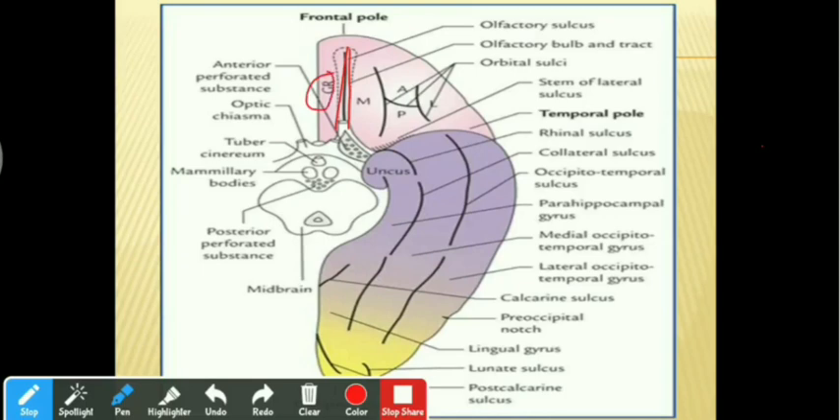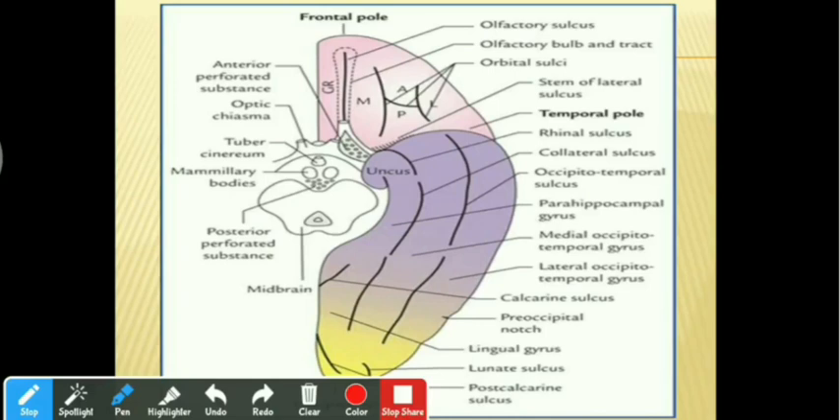And the orbital sulcus is an H-shaped sulcus. So it divides the area into anterior, posterior, medial and lateral gyri. And in the tentorial part, there are two major sulci which run anteroposteriorly. Medially is the collateral sulcus and laterally is the occipitotemporal sulcus. So the gyri present here are the medial occipitotemporal gyrus and the lateral occipitotemporal gyrus.